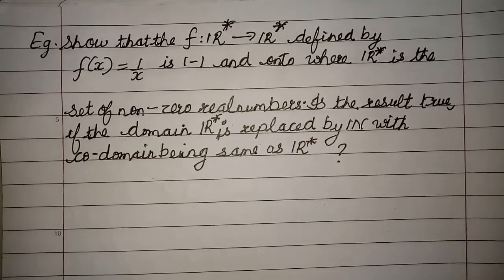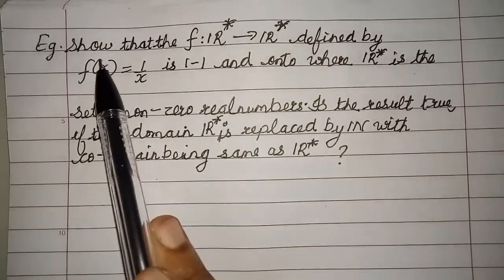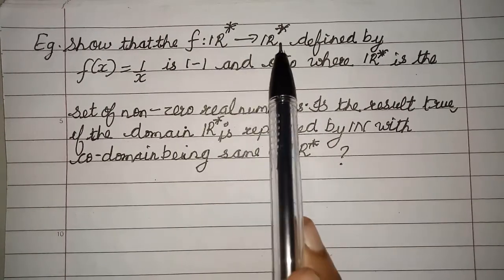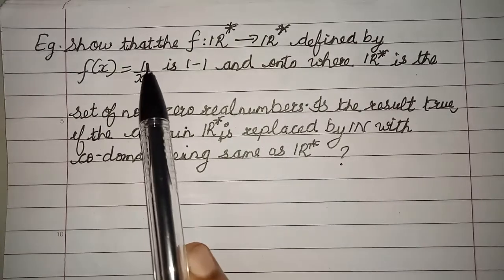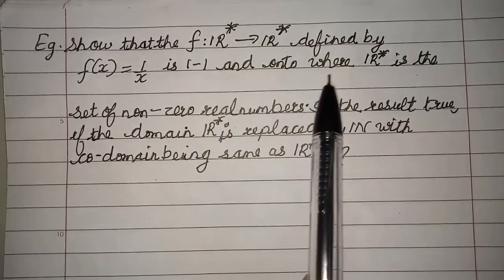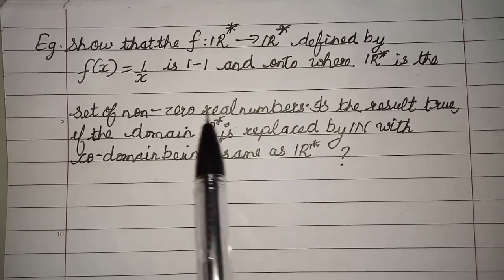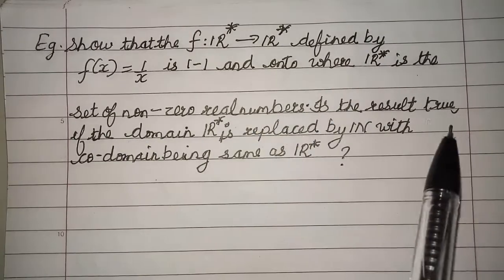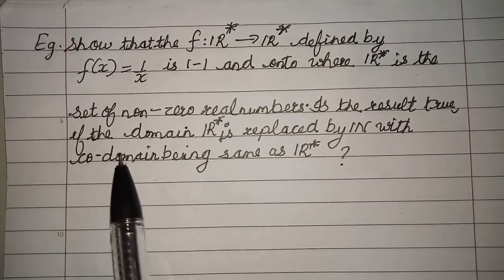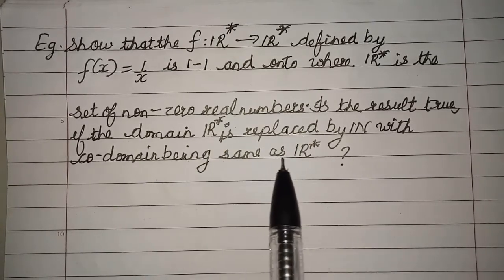So let me solve. Before that, let me read the question. Show that the function f from R star to R star defined by f of x equal to 1 upon x is one-one and onto, where R star is the set of non-zero real numbers. Is the result true if the domain R star is replaced by N with codomain being same as R star?